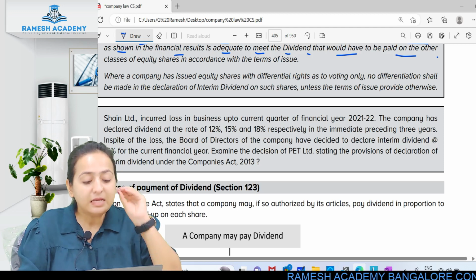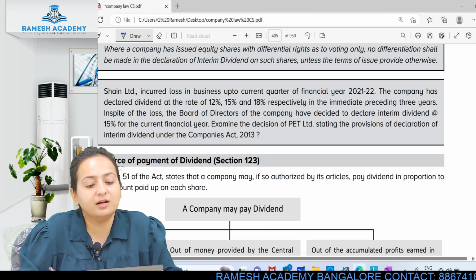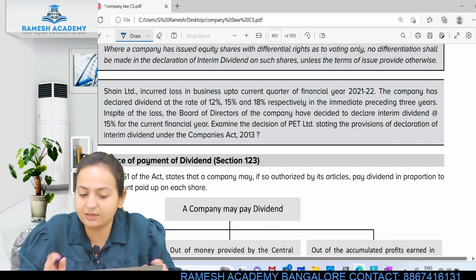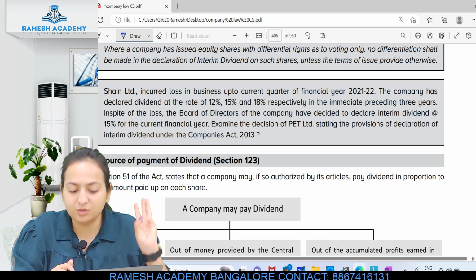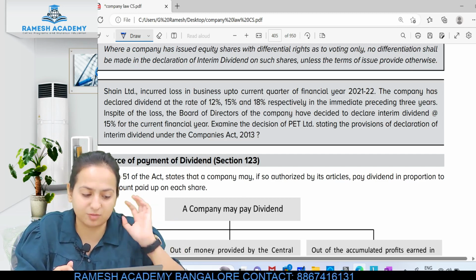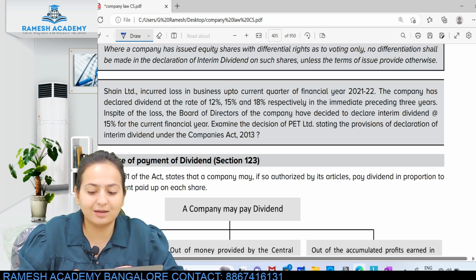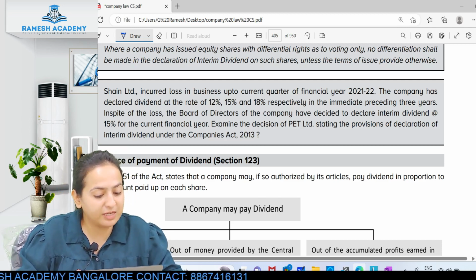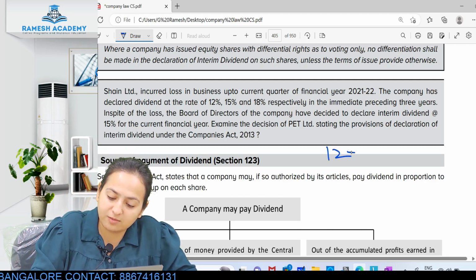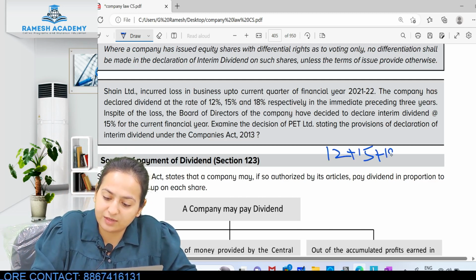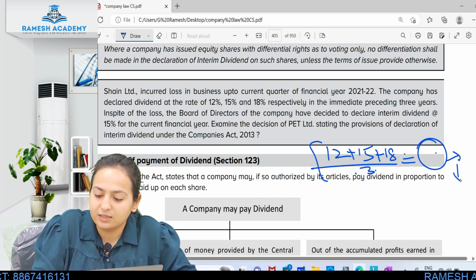For example, this case is an illustration. Shan Limited incurred loss in the business up to the current quarter. The company had declared dividend at the rate of 12%, 15% and 18% for the immediately preceding 3 financial years. In spite of the loss, the board has decided to declare an interim dividend of 15% for the current financial year. So what you will do is add 12, 15 and 18 and divide by 3 to take out the average. What will be the amount?